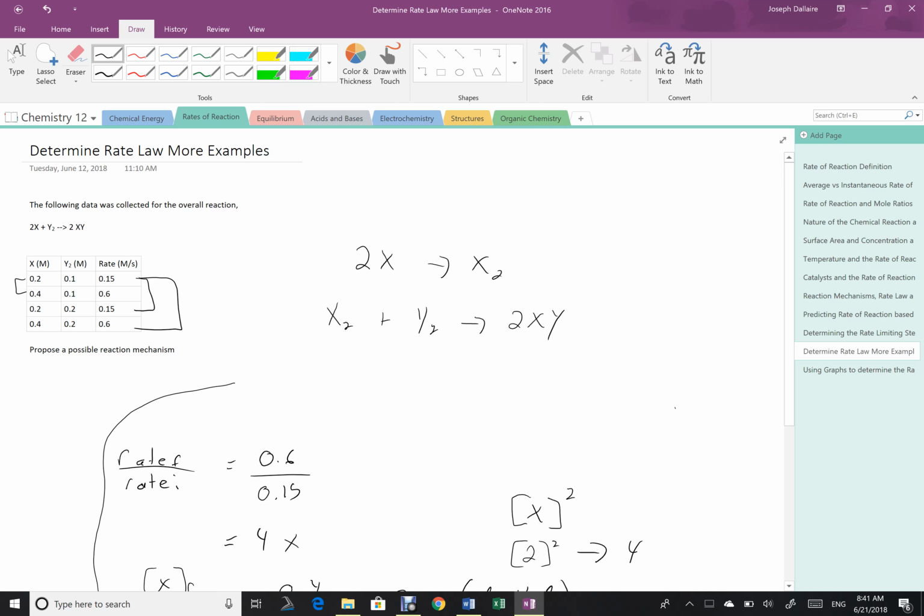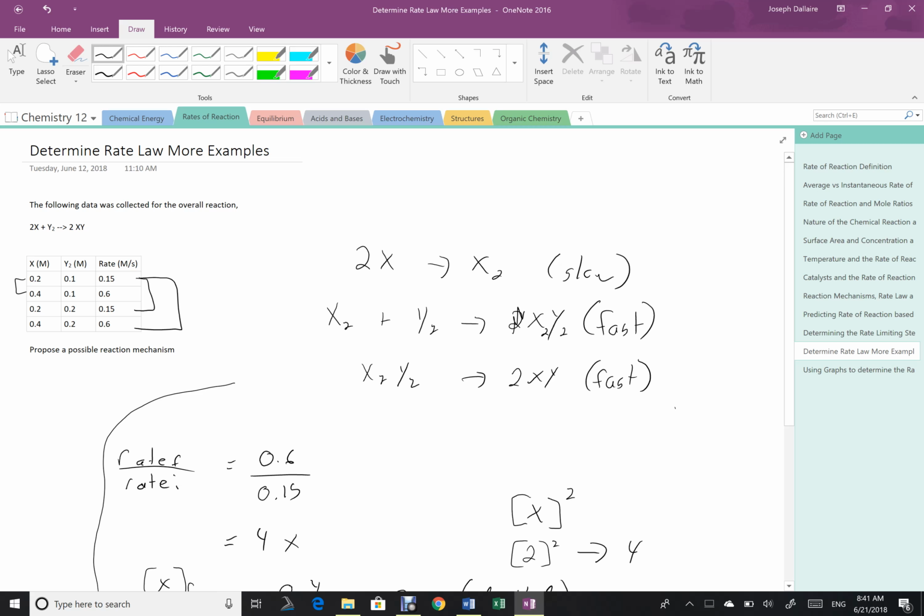If you wanted, maybe you make the mechanism a little more complicated. You say reacting to form x2y2, and then you could have your x2y2 splitting into 2xy. As long as these steps are fast, and then this one is slow, this is a reaction mechanism that makes a little bit more sense given our thing.